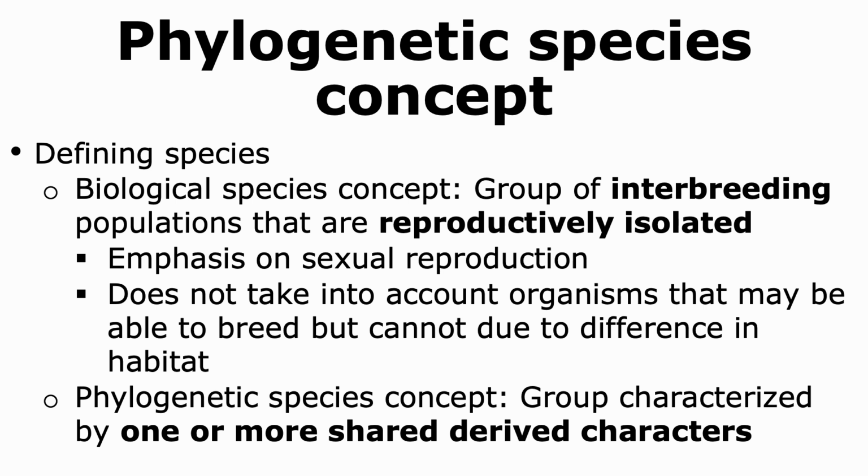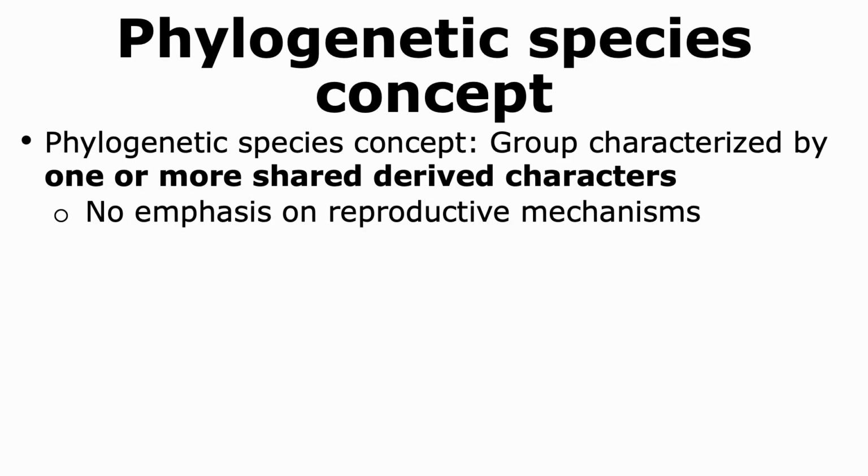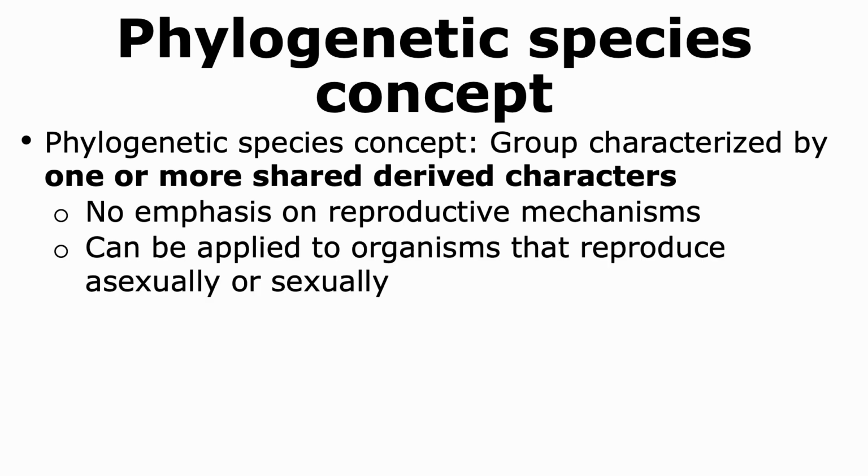With the advent of DNA sequencing and the ability to build more accurate phylogenetic trees, the phylogenetic species concept has been proposed, where a species is defined as a group that has one or more shared derived characters. The phylogenetic species concept addressed some of the shortcomings of the biological species concept. It places no emphasis on reproductive mechanisms, and hence it can be applied to organisms that show sexual or asexual or both modes of reproduction. It also does not take into account the location of organisms.